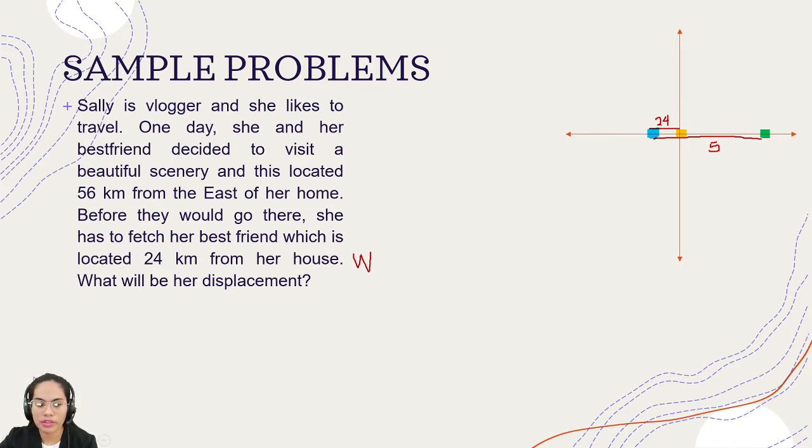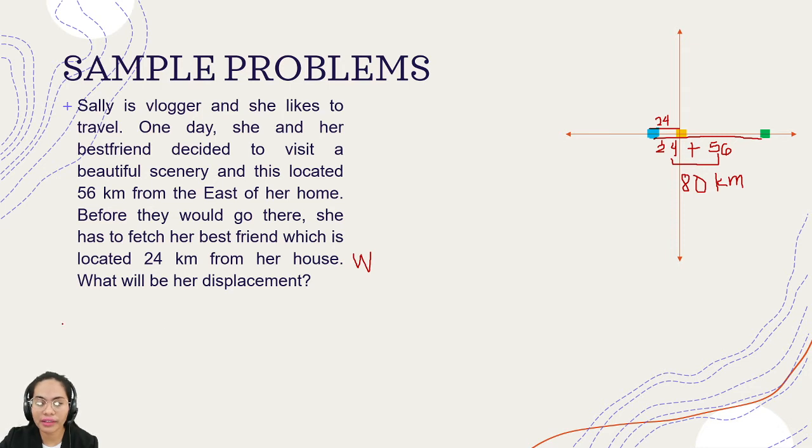So, it's supposed to be 56. Okay. What about from her best friend's location going to the scenery? So, you just have to add 24. So, now, what will be the total distance covered? This is 0. And then, carry 1. This is 80 kilometers. So, in total, they have 80 kilometers.